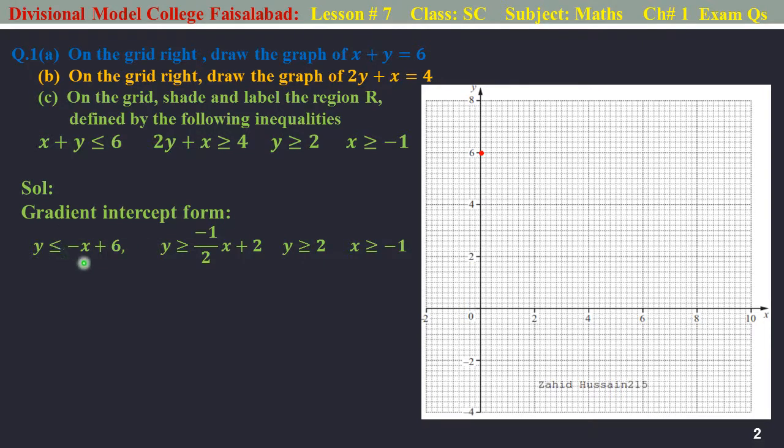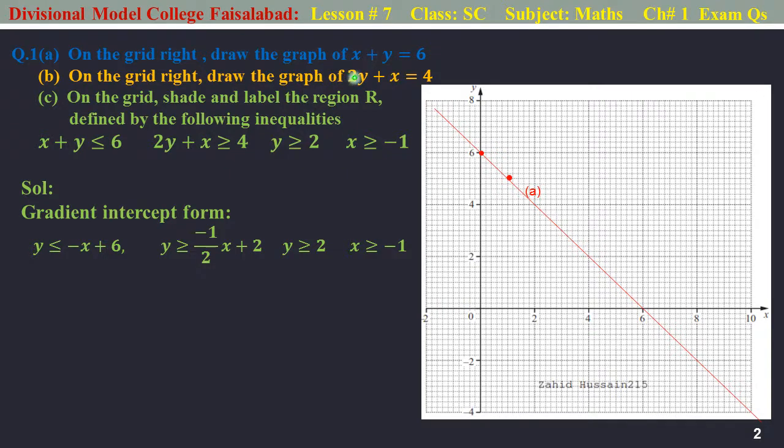Then its gradient is minus 1. Minus 1 means minus 1 over 1. So minus 1 unit is its rise. We will move 1 unit downward, and 1 unit is its run. We will move 1 unit to the right, and we will place a dot here. Joining these two points, we will draw a line, and we will label this as part A, because in part A we were asked to draw the graph of this line, and this is the line in part A.